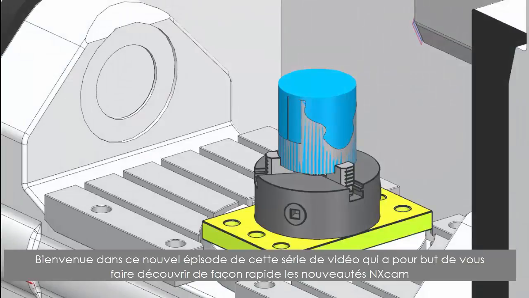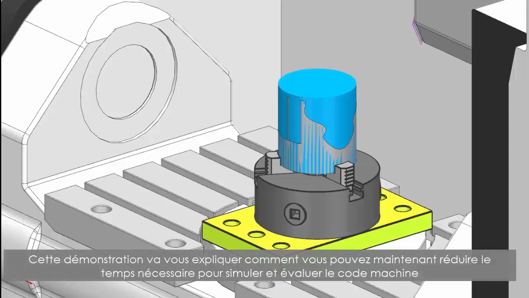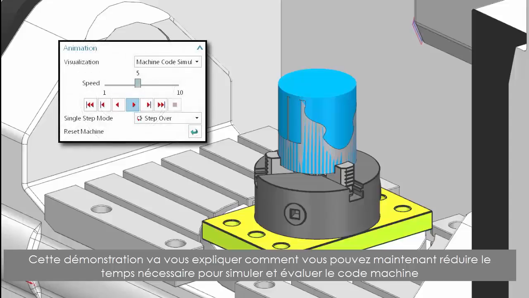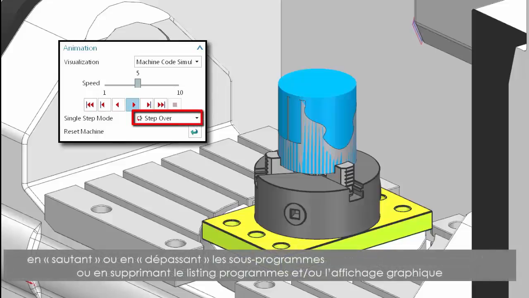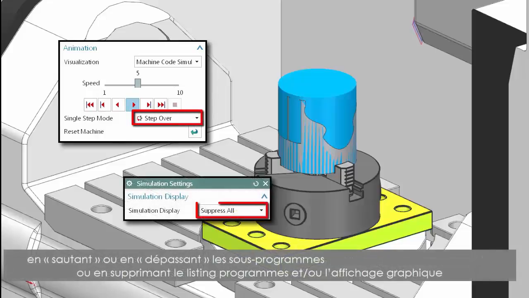Welcome to another in the series of demonstrations designed to get you quickly up to speed with what's new in NXCAM. This demonstration will show ISV enhancements that reduce the time required to simulate and evaluate NC code by skipping or stepping over subprograms and suppressing the program listing and graphics display output.